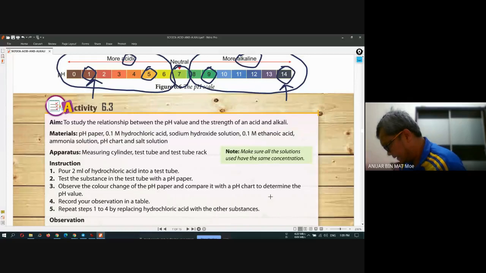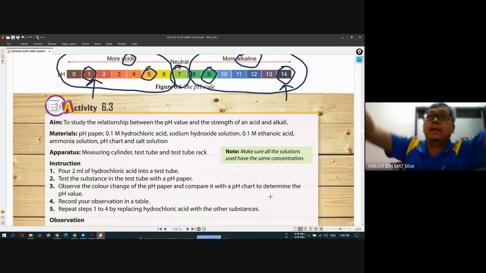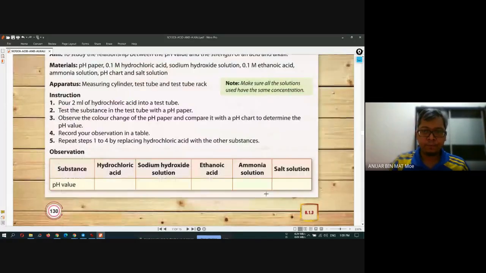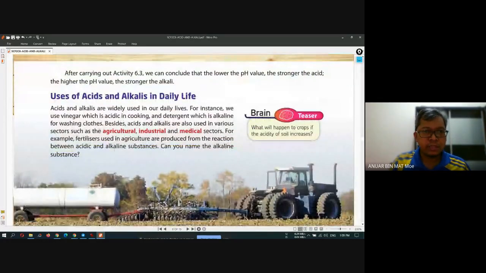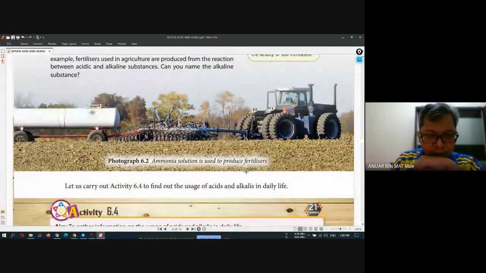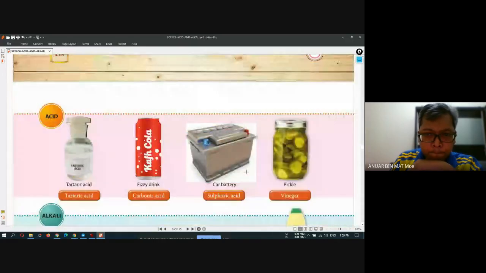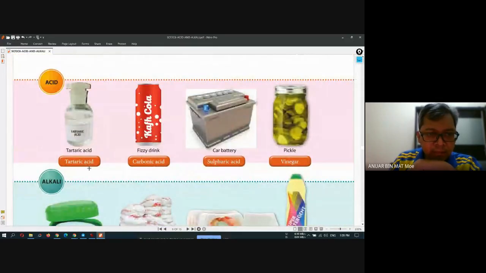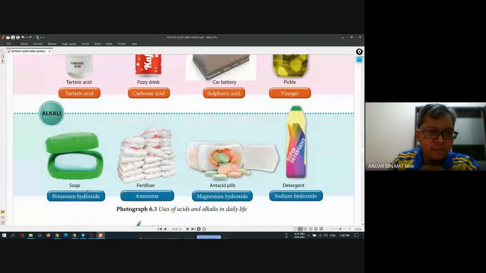Last for today, the uses of acid and alkali in daily life. I think you can read it for yourself. For example, acids: tartaric acid, carbonic acid in fizzy drink, sulfuric acid in carbohydrate, and vinegar in pickles. And for alkali, we have soap, fertilizer, antacid pills, and detergent. These are the products that use acid and alkali properties in our daily life.